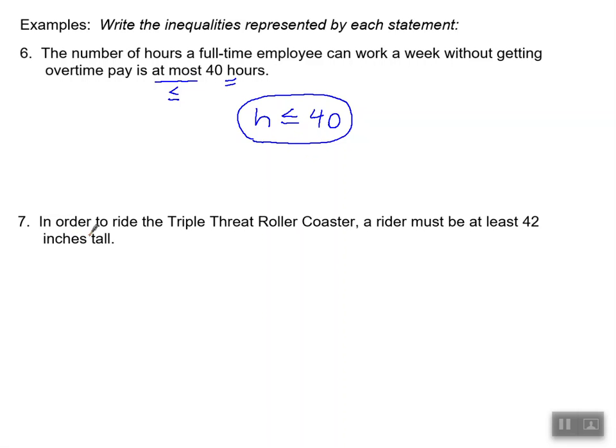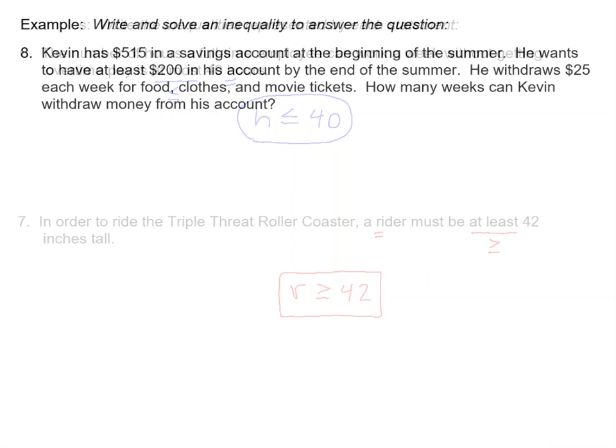How about number 7? In order to ride the triple threat roller coaster, a rider must be at least 42 inches tall. Remember that at least is the smallest we can be, so we have to be either equal to or greater than that. We're talking about maybe a rider or maybe the roller coaster, so I might use an R, and R has to be greater than or equal to 42 inches. Remember, 42 inches is the shortest somebody can be to ride this roller coaster. All right. And let's look at our last example.